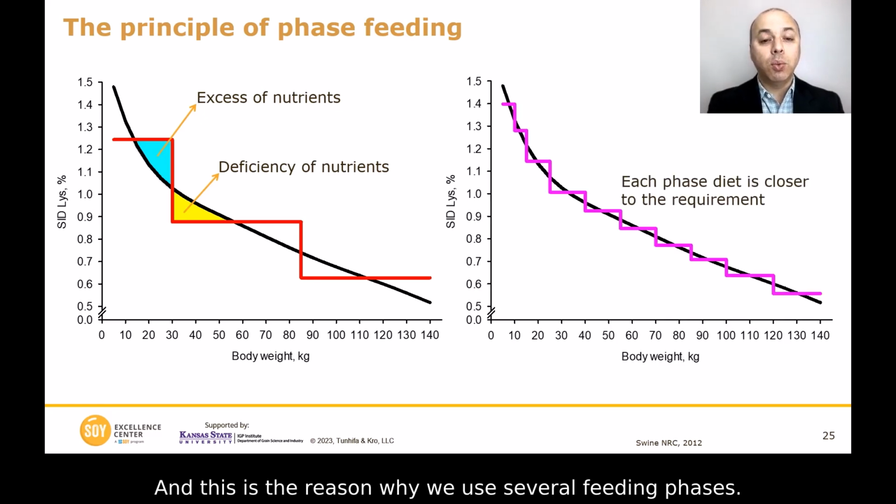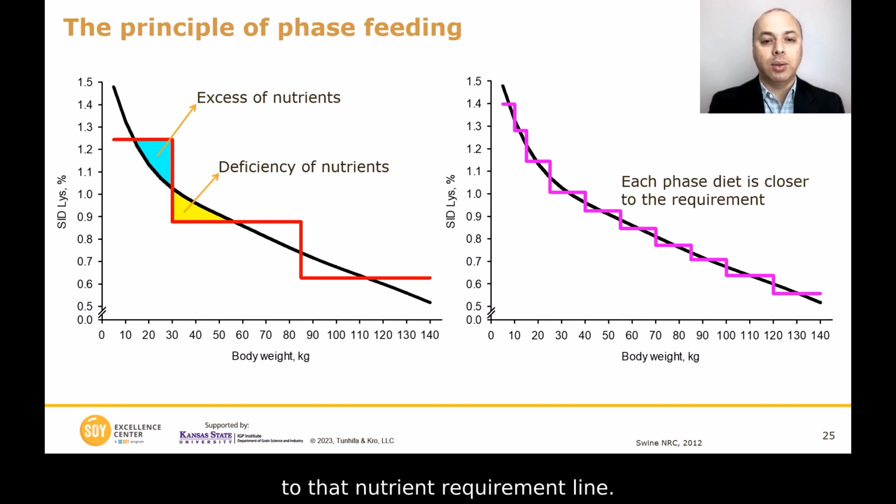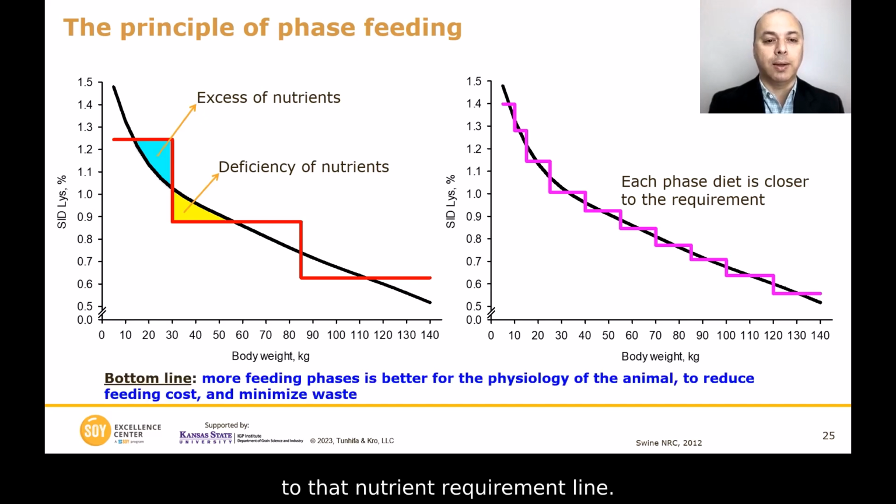And this is the reason why we use several feeding phases, because as we increase the number of feeding phases, we start to get closer and closer to that nutrient requirement line.